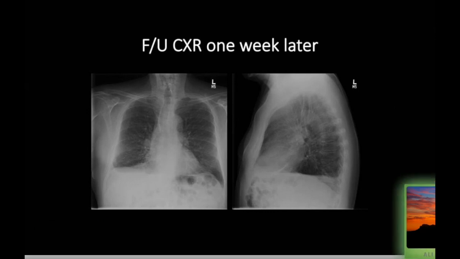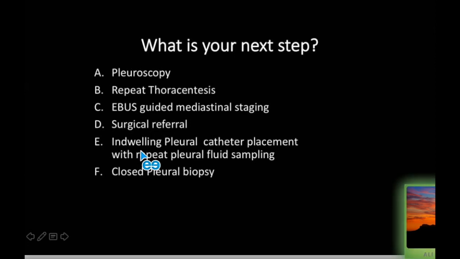Our patient had a follow-up chest x-ray, and the chest x-ray shows that the pleural effusion is coming back. Now the question is, what is your next step? So choices are pleuroscopy, repeat thoracentesis, surgical referral, EBUS-guided mediastinal staging, placing a pleural catheter, or closed pleural biopsy. I'll give you guys 5 seconds to choose any letter, A, B, C, D, E, F, and then we will discuss that.